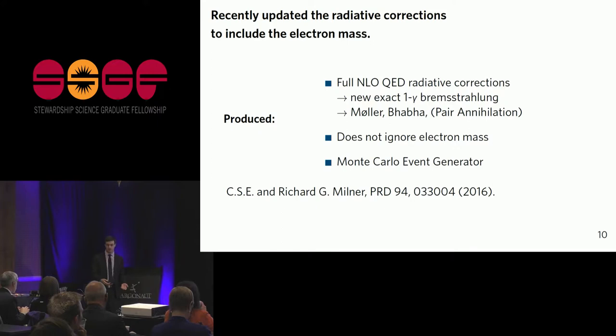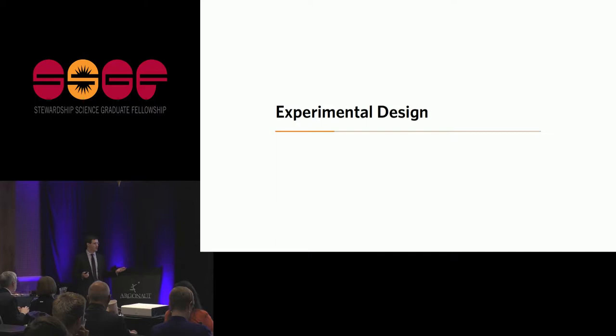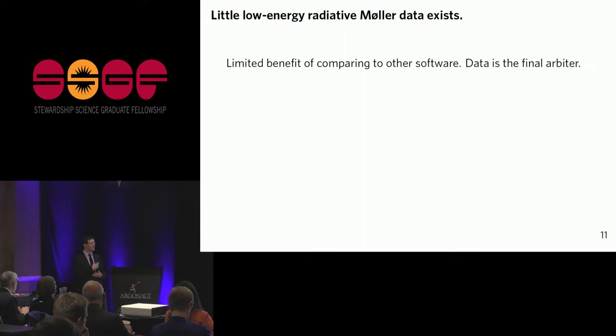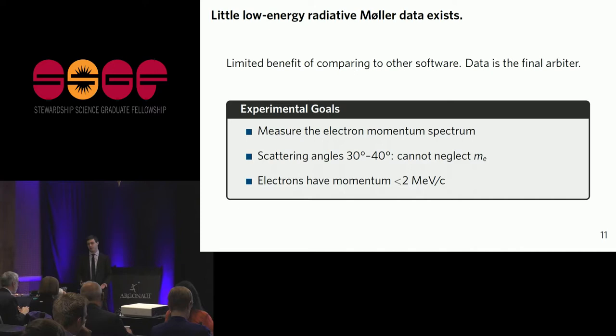OK, so we made this generator, and you want to test it, but no one's really started to look at that yet. You can compare to other software, but you really want to compare to data. And it turns out that no one's actually taken precise data at low energies like this or in this region, because no one's really cared about it until now. So the idea is we want to measure the electron momentum spectrum and look at how the radiation occurs. Because all of those radiative corrections are tied together, if we can understand the momentum spectrum, we can bootstrap knowledge of the rest of it. So that's the important part.